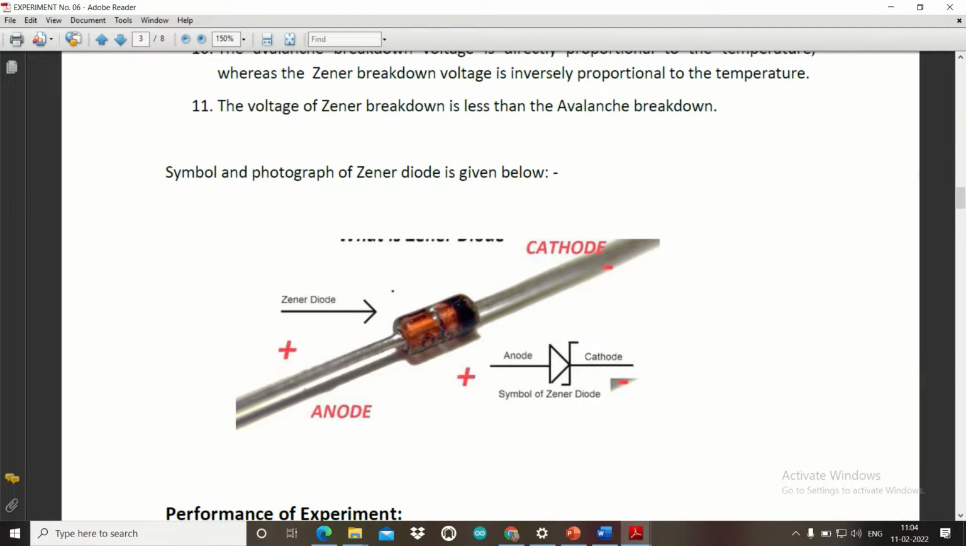You can find the symbol to be very much similar to that of general purpose PN junction diode. However, the cathode is denoted as a Z here. That itself denotes that this is a Zener diode. Now you see here, this is the Zener diode and there is a black band here. So this black band shows you the cathode.